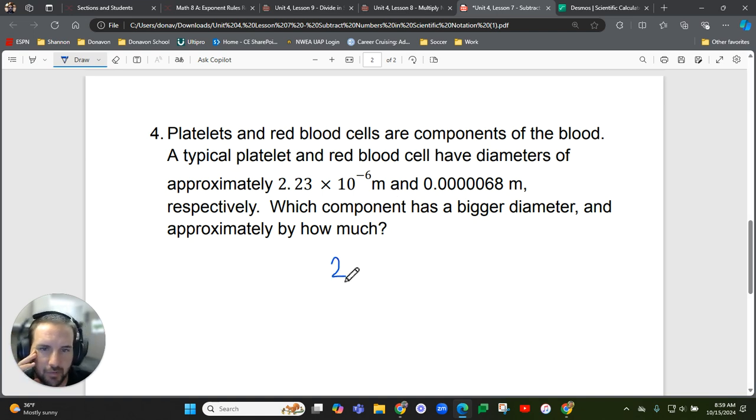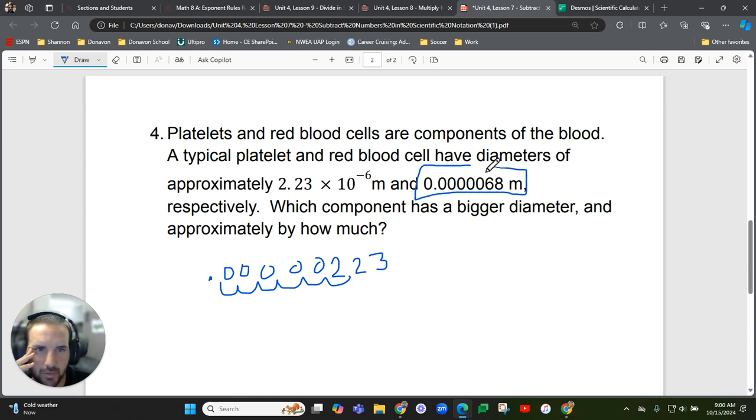So I'm going to convert the 2.23 times 10 to the negative 6th. I'm going to just move the decimal place over 6 times. So 1, 2, 3, 4, 5, 6. Fill this in with zeros. Okay, so this one has 5 zeros and then a 2. This one has 5 zeros and then a 6. So this would be bigger. So what is that? That is a red blood cell. So this is the platelet, and this is a red blood cell.